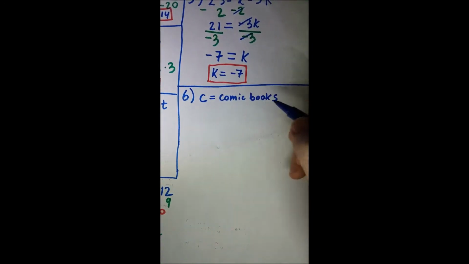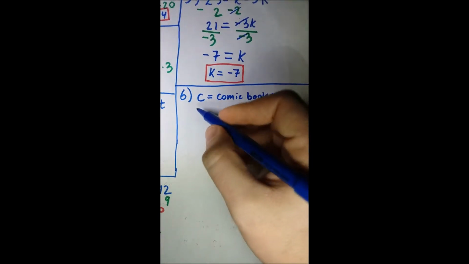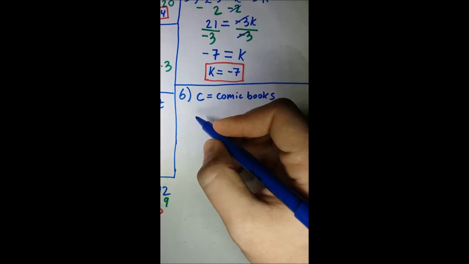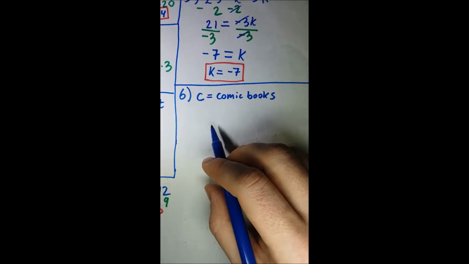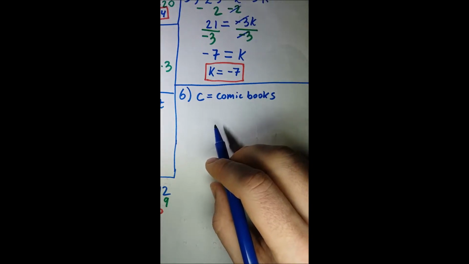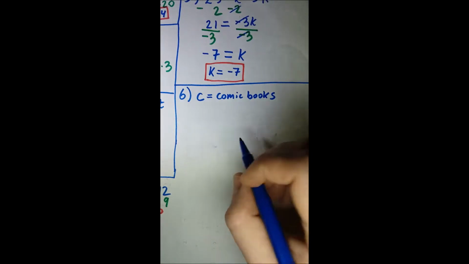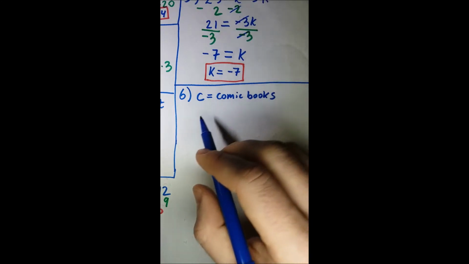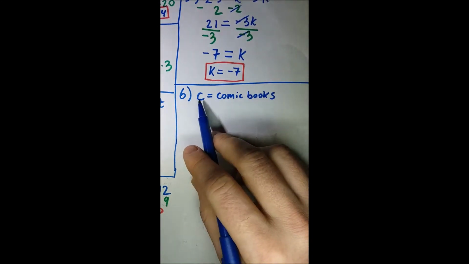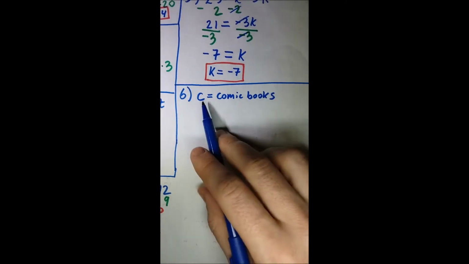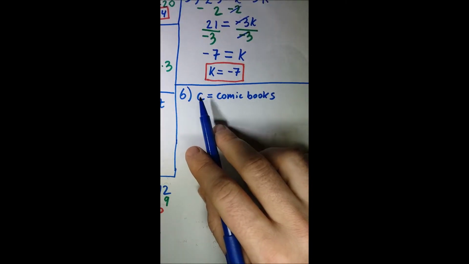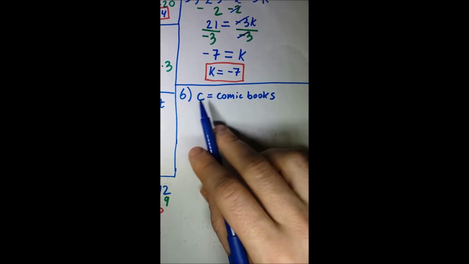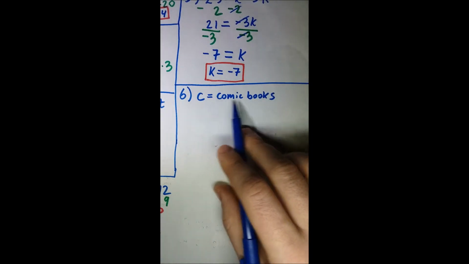Okay, question number 6. It's a word problem. I'm not going to write it here. Willie sold half of his comic books and then bought 13 more. He now has 28. How many did he begin with? Now, I call c equals comic books. You can make up any variable, any lowercase letter you want. It's best to use c or x, simply because comic book starts with a c.